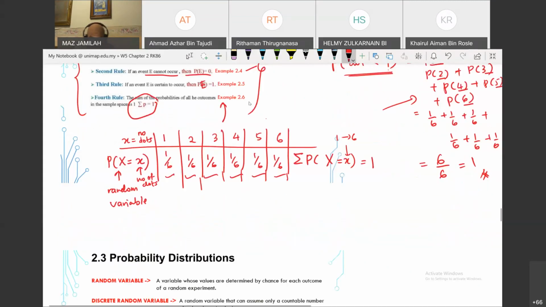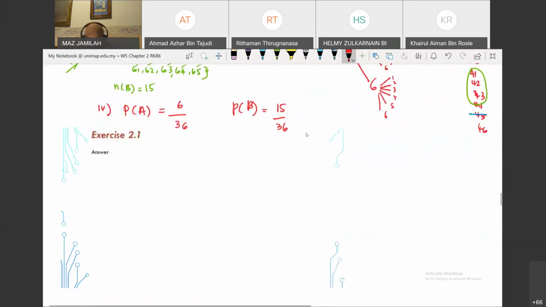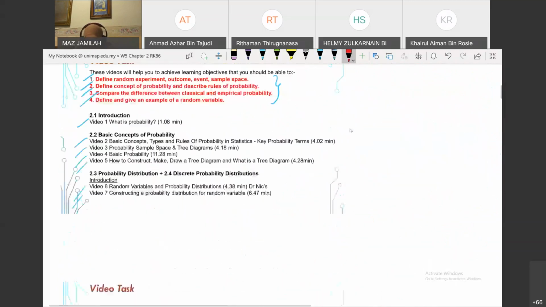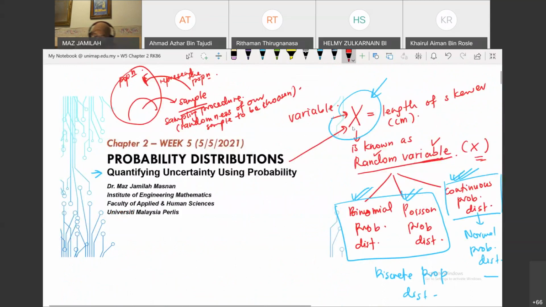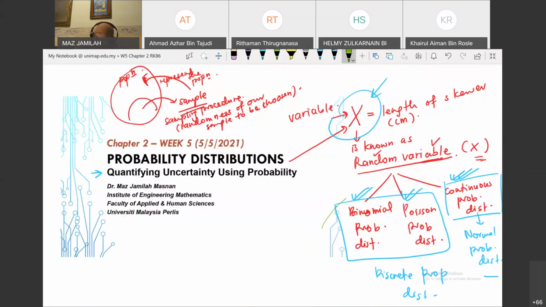Okay, now next we come to the third, 2.3 probability distribution. Why do we call it probability distribution? And why should we know? As I mentioned earlier, the X that you are investigating could be following one of these: it's either binomial, Poisson, or continuous. Which one is the X that we are doing?